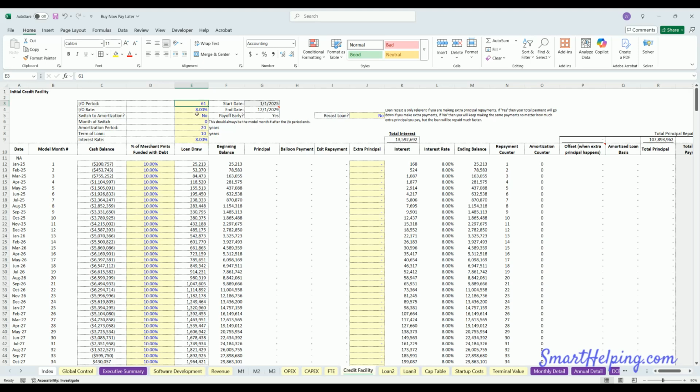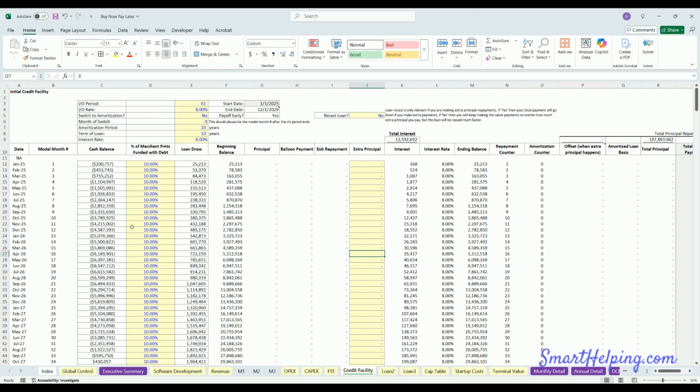We're not switching to amortization, but if you wanted, you could say, okay, I want to run an interest-only period for, say, 24 months, and then I want to switch to an amortized loan and not take out any more money. You could model that as well if you want. But mostly this will just be used as an interest-only credit facility where you borrow, you pay it back as you get cash flow, and there'll be some interest expense.